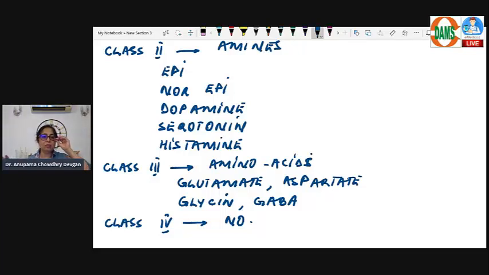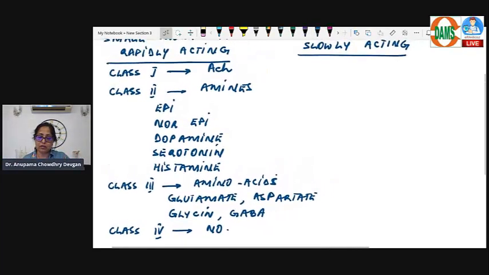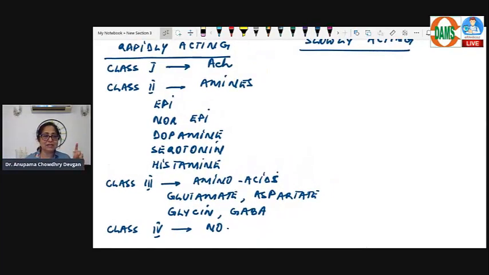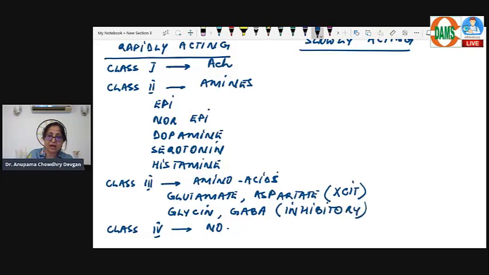These are small molecule rapidly acting neurotransmitters. There are 4 classes of small molecule rapidly acting neurotransmitters. Class 1, acetylcholine. Class 2 are the amines, which are epinephrine, norepinephrine, dopamine, serotonin, histamine. Class 3 are the amino acids, which are glutamate, aspartate, glycine, and GABA. Glutamate and aspartate are excitatory. Glycine and GABA are inhibitory. And class 4 is a gas, which is nitric oxide.